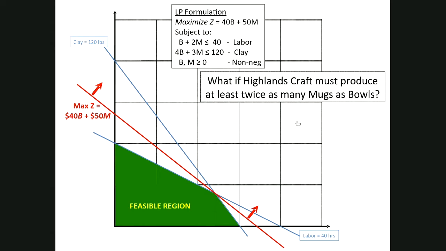But suppose we take that solution to the store owner, and the store owner says, well, I appreciate that, I understand, but because of the way the sales go, I want you to be sure to produce twice as many mugs as bowls. So now the question is, how will you accommodate that? The first thing I'd like you to think about is that this is a new requirement. What if Highland Craft must produce at least twice as many mugs as bowls? So that's a new requirement.